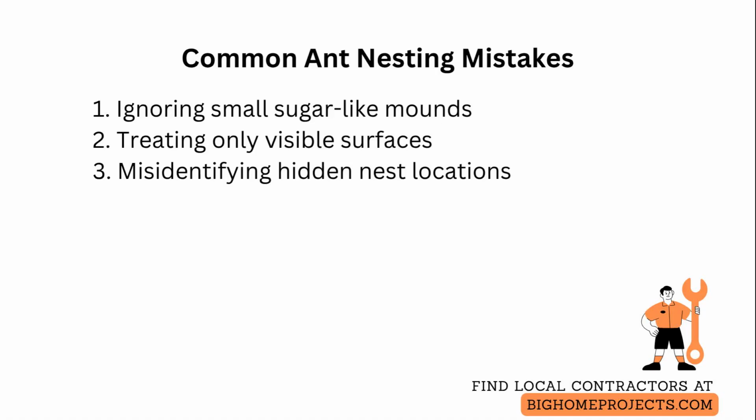Common mistakes include dismissing small, sugar-like mounds as harmless when those are early nests that will expand rapidly, so check mounds and mark them for follow-up rather than ignoring them. Another error is treating only the visible surface without addressing the surrounding foraging areas, which leaves satellite nests and foragers active, so place baits along ant trails and around perimeter beds to intercept workers returning to the nest.